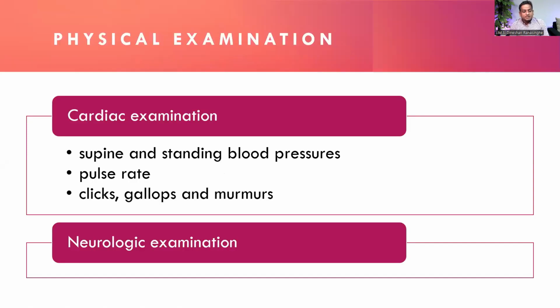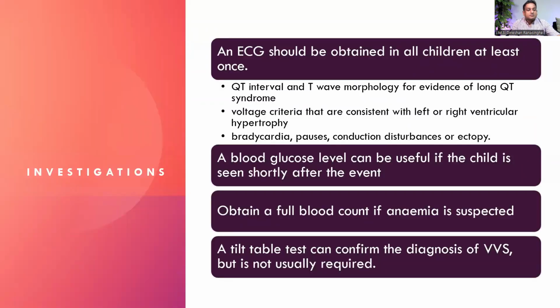Now, physical examination again is directed at looking at a potential cardiac issue. You can do the blood pressures, supine and standing. You can do the pulse rate, see whether there is any problem in heart rate. Usually, you're looking for bradycardia here, and you need to step into the heart and look for clicks, gallops, and murmurs, all indicating problems inside the heart. So you're looking basically at two heart issues. One is whether there is an obstructive issue to the blood flow in the heart, or whether there's a problem in the rhythm. So is it an arrhythmia or is it an obstruction?